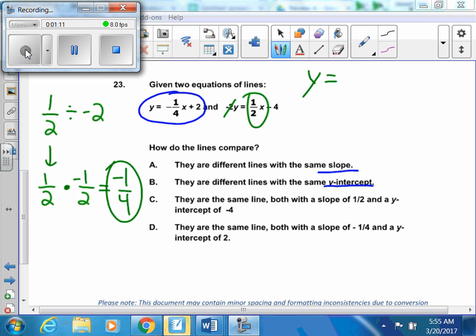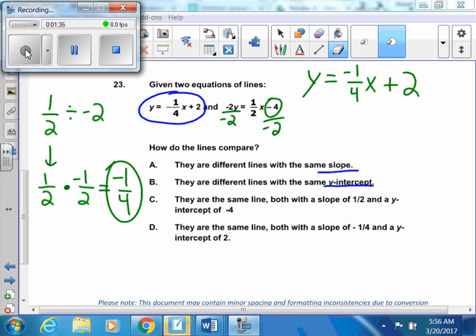So y equals negative 1/4 x. So if we take a half and divide by negative 2, we get negative 1/4. Another way you could divide by 2 is doubling the denominator. And the last thing here is we're going to divide this negative 4 by negative 2, and you get positive 2. So that's what this equation becomes here.